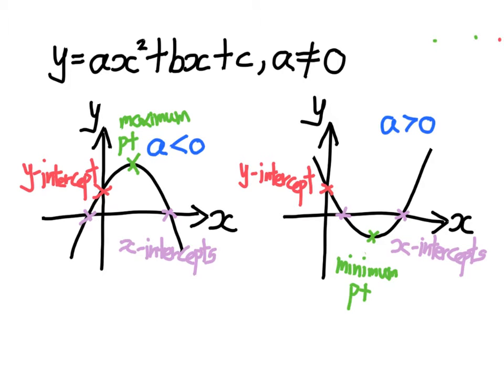color coded using purple. And for the graph on the left, you'll realize that the highest point is what we call the turning point, which can be further classified as the maximum point, and for the graph on the right, the lowest point is what we call the minimum point.